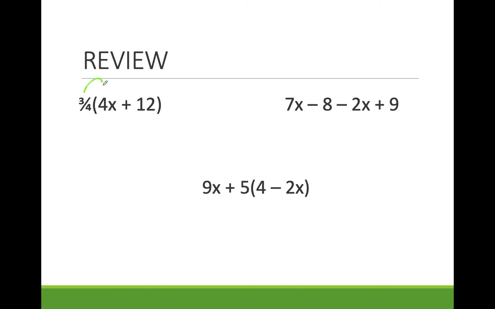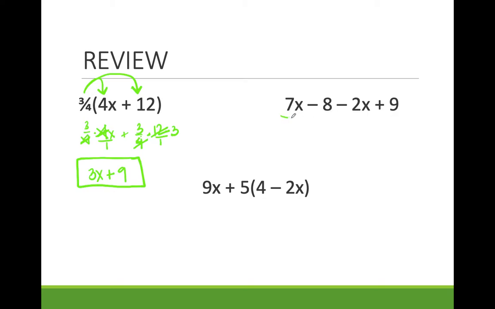For our first example, we are going to multiply 3/4 times 4x and 3/4 times 12. Remember, if you just put a 1 under the 4x and the 12, you can easily see we can cross simplify here. With the 4's, they would cancel out to 1, so we get 3 times x, which is just 3x. And then here we can cross simplify. 3 times 3 is 9. So 3x plus 9 for that first one.